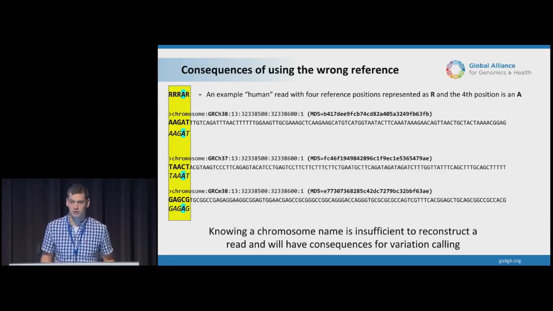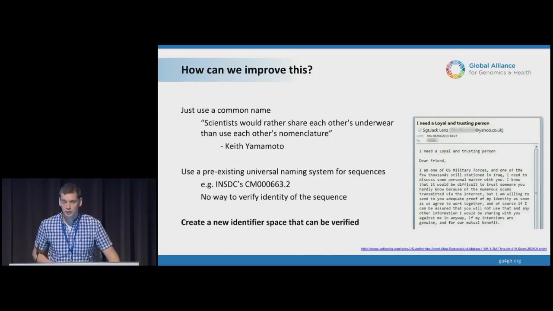So this is all the same region. This is all chromosome 13. It's all the exact same region on that. We will reconstruct the wrong kinds of reads. So we really need to get this right in order to get the right kind of variation called. So how can we improve this?